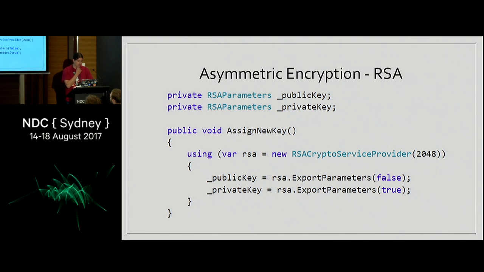So how does this work in practice? First of all, in .NET, we want to generate a new set of keys. You create the RSA Crypto Service Provider class, and you pass in the key length that you want, in this case 2048-bit keys. Then you call export parameters passing in false, which gives you your public key, and passing in true gives you your private key. In this example, we're just storing it in memory.